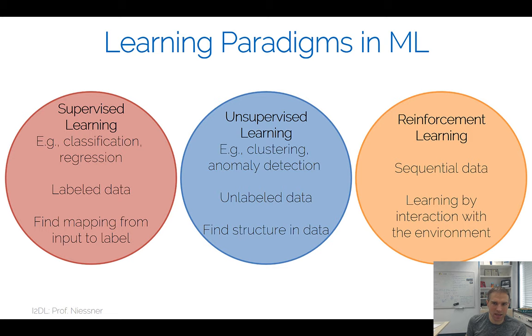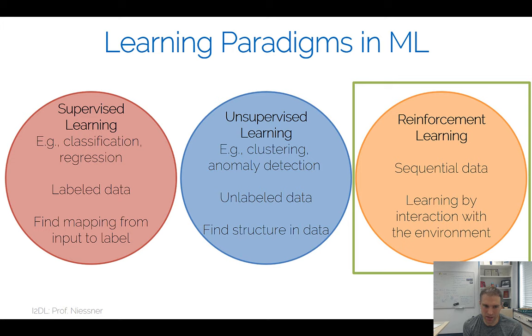Okay, and then we have the last category, which is what we're going to talk about now: reinforcement learning. Reinforcement learning, for the most part, is some sort of sequential data. The idea is you're learning by interacting with the environment. You can literally think about this as a kind of game, right? You're playing a game, and by self-play, you're learning how to get better at that game. That's actually what reinforcement learning, for the most part, is being used for.